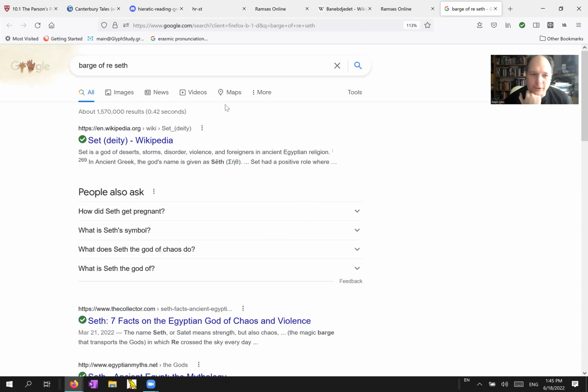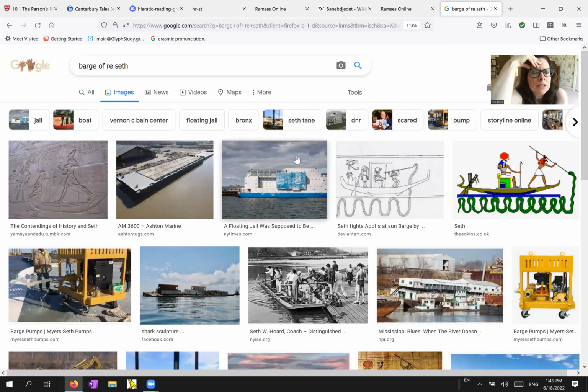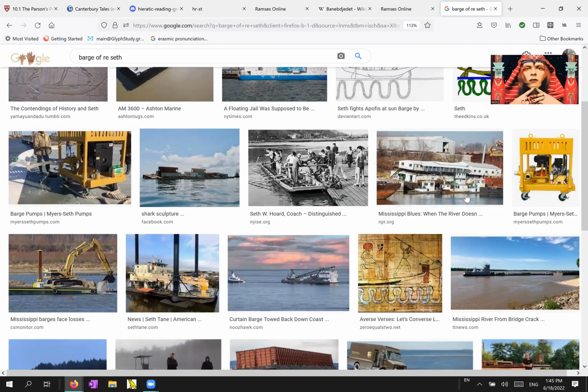Try image search. Get an image of that. If it means eternity, why do they use the word for multitude or millions? Why not just use necheh or jet? That's a great question, honestly. That's a good question.